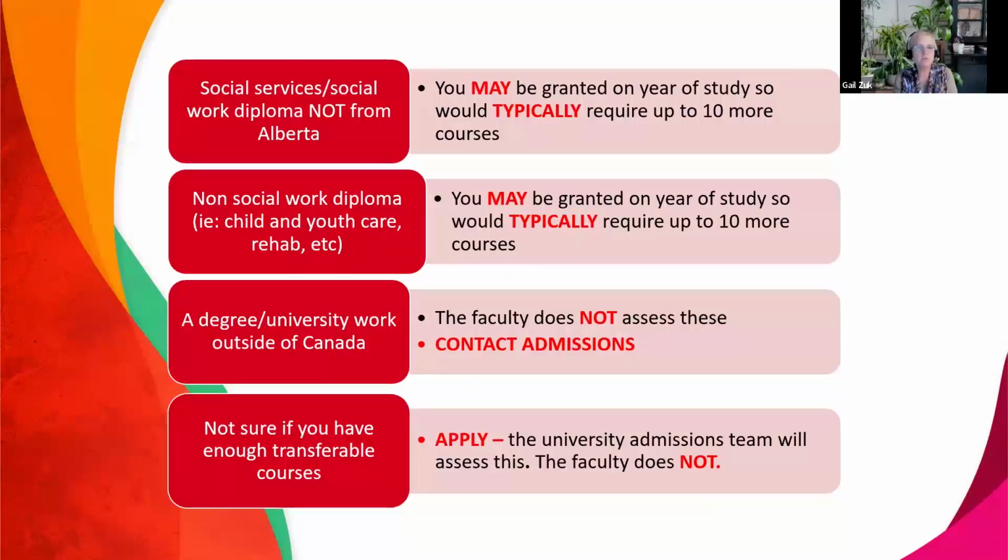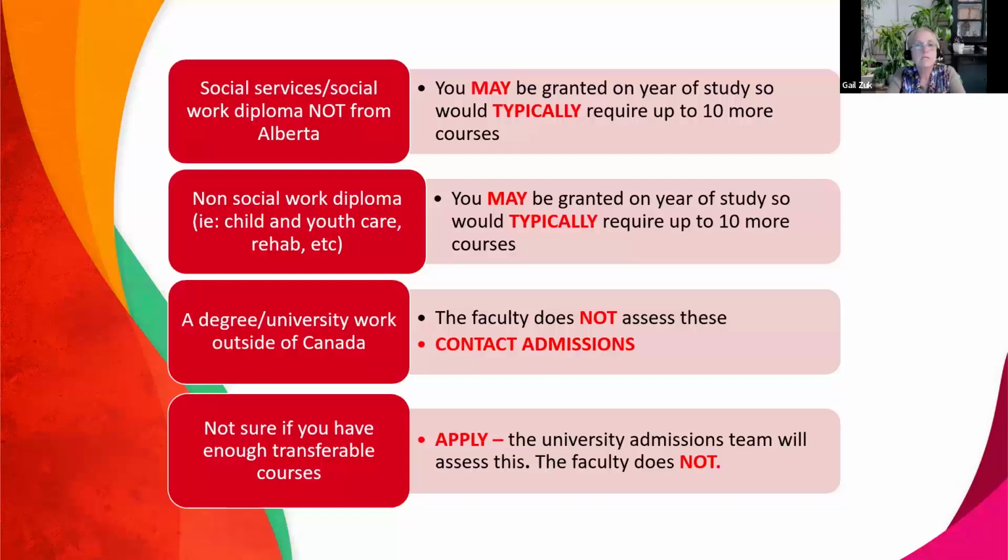If your social services or social work diploma is not from Alberta, I have a social work diploma from Ontario. It is not a direct transfer. All right. You may be granted up to 1 year of study, but you would typically require a lot more non-social work courses. Okay. We do not have transfer agreements in place across provincial boundaries. Okay. So if you have a diploma from Ontario, you need to have up to 10 additional courses. Again, psychology that isn't part of your diploma, political science that isn't part of your diploma, gender studies that is not part of your diploma. So the diploma plus additional courses.